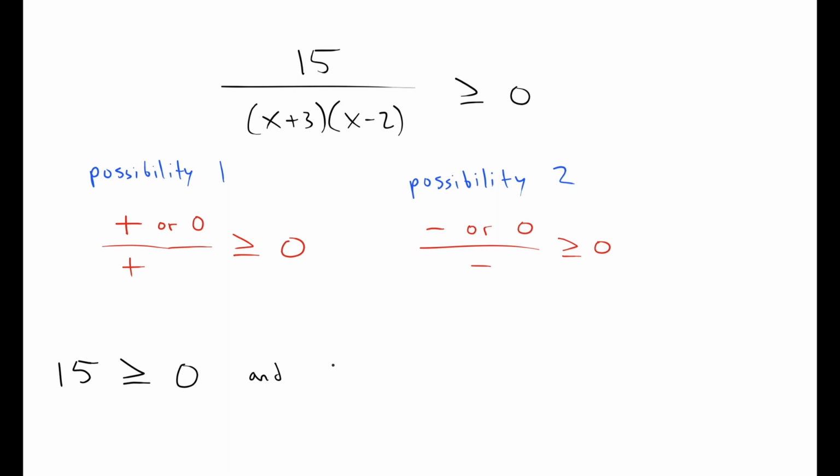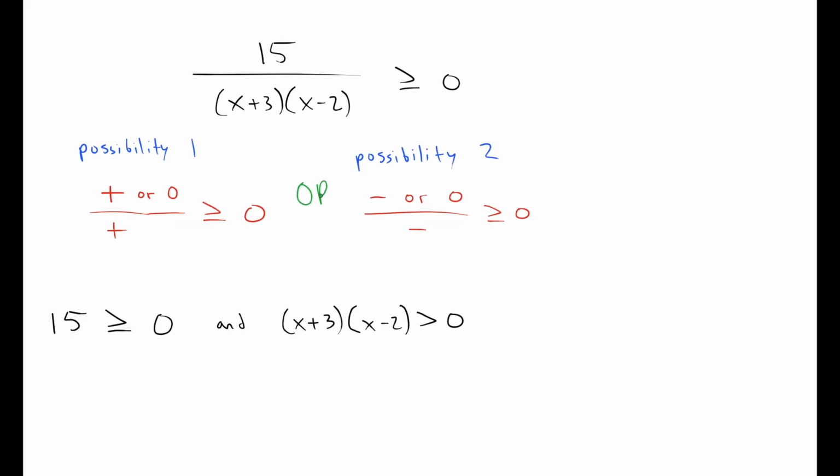And you need your denominator, x plus 3 times x minus 2, to be positive. Notice that it cannot be 0. If it was 0, that would be undefined. So you just have to be careful about not including that line under the inequality. Okay, this is going to be an or between them.